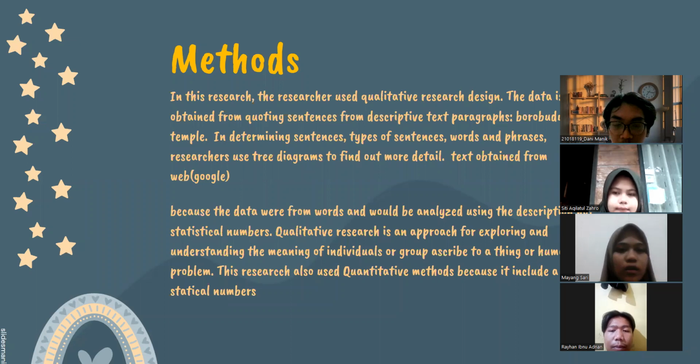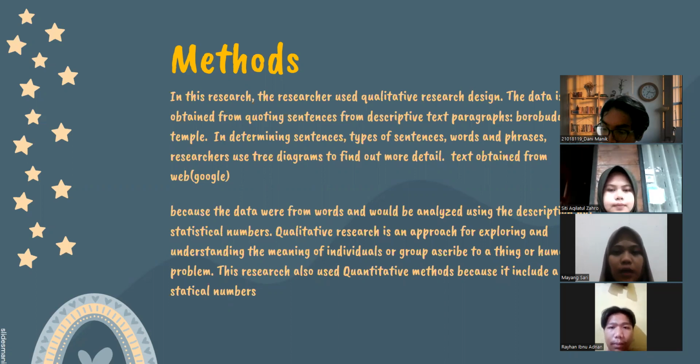So, in this research, the researchers use a qualitative research design. The data is obtained from quoting sentences from a descriptive text paragraph, Borobudur Temple. In determining sentence types, words, and phrases, researchers use a tree diagram to find out more details of the text obtained from the web or Google.